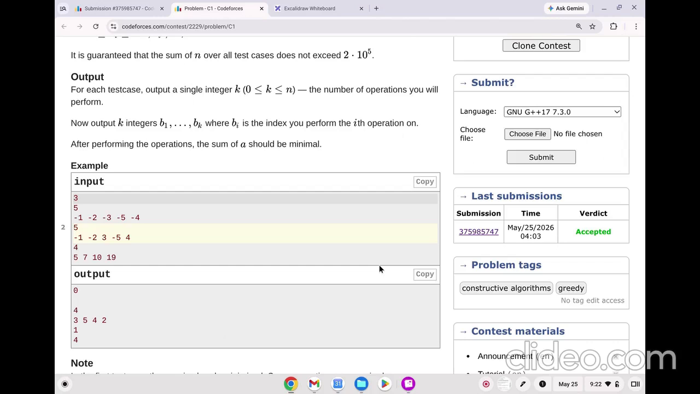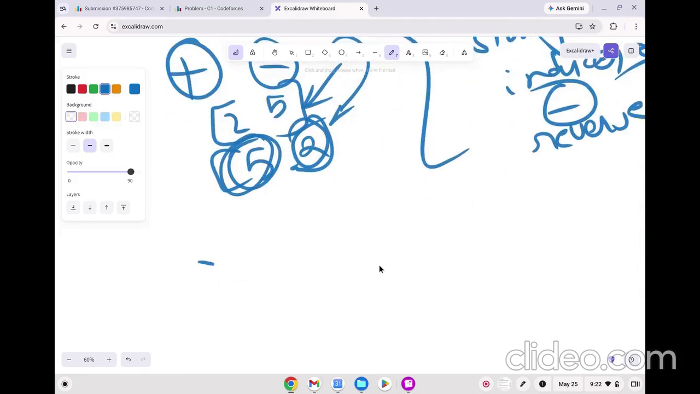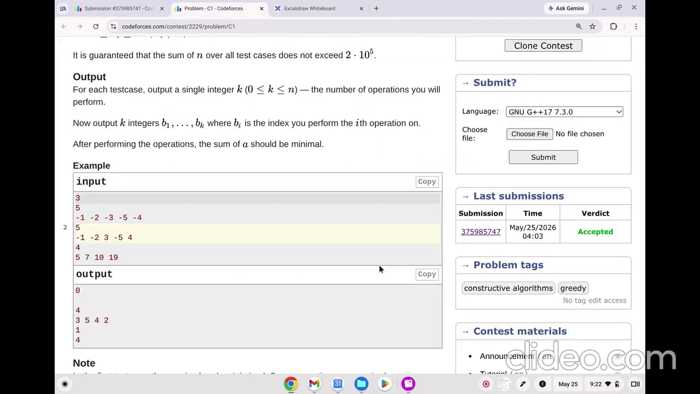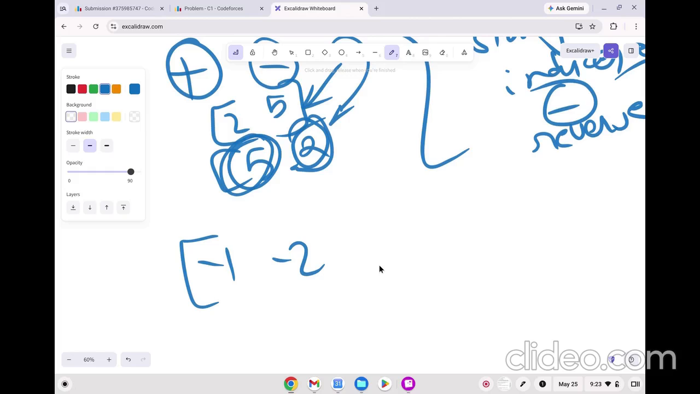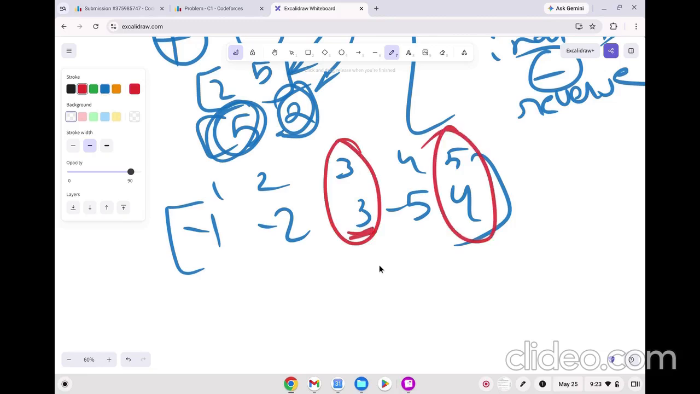Let's take a test case and implement this: -1 -2 3 -5 4. So my first thing is, if you are watching till this point, you tell me what is the first thing which we need to do. Store all the positive numbers, right? So let's mark the indices 1, 2, 3, 4 and 5. All right, so you will say store all the positive numbers. So we'll first store 3 and then we will store 5, right?